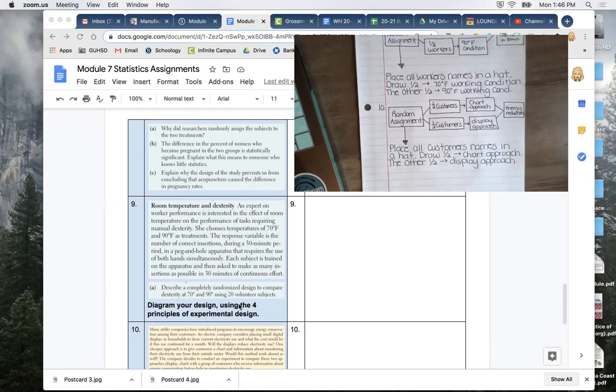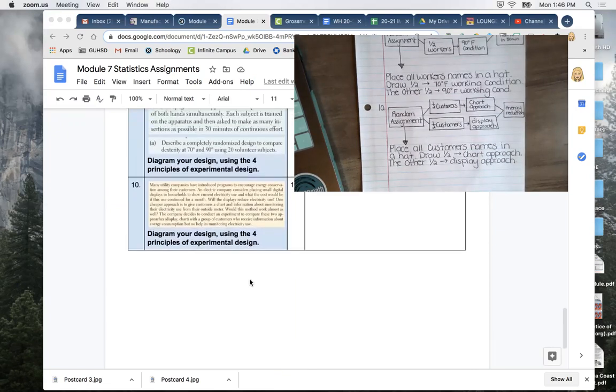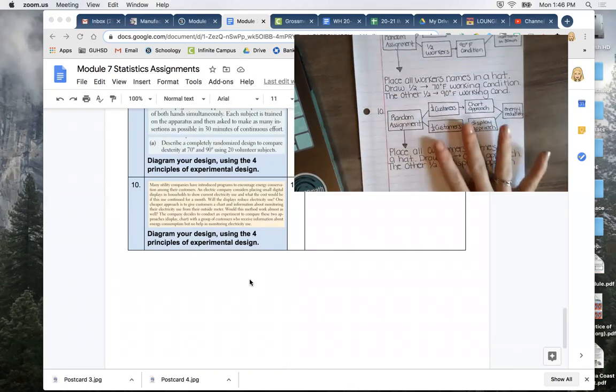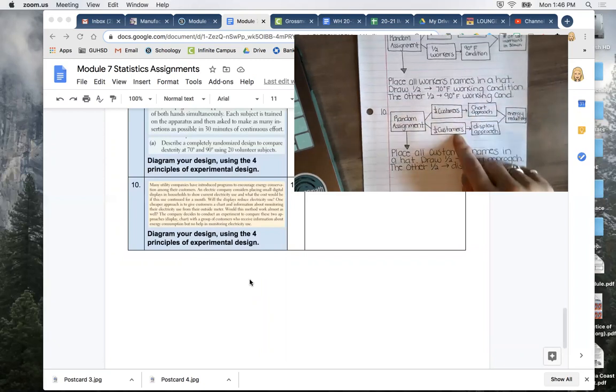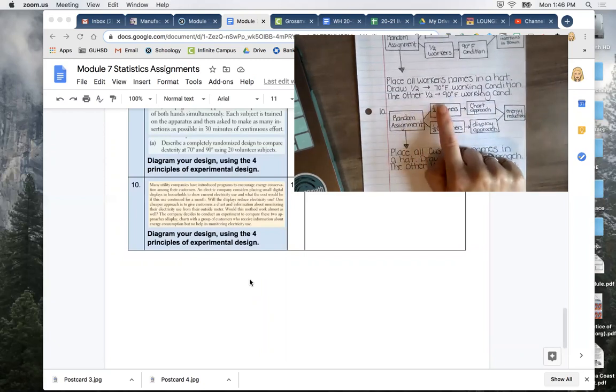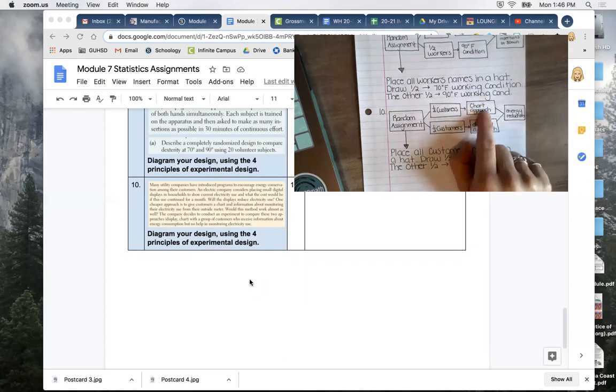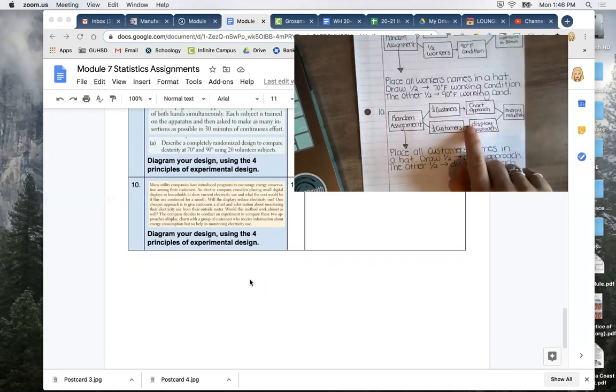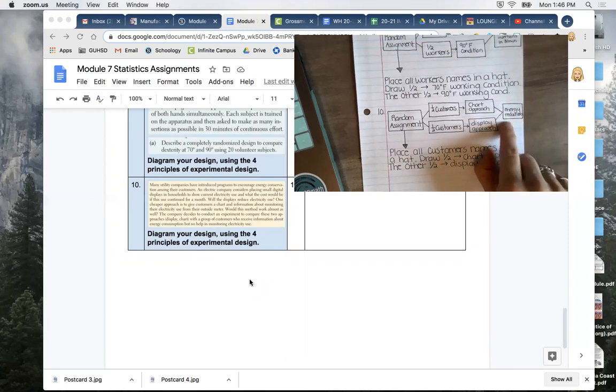Looking at number 10, it's talking about energy conservation and allowing customers to either have a chart that they can look at or a digital display. And so I've done the same thing. It did not tell me how many customers were going to participate, but I am going to randomly assign, and I just put half the customers and half the customers. Now that I have my groups, the first group is going to get the chart approach, and the second group is going to get the display approach. And at the end, we're going to compare energy reduction. That's very specific in there, energy reduction.